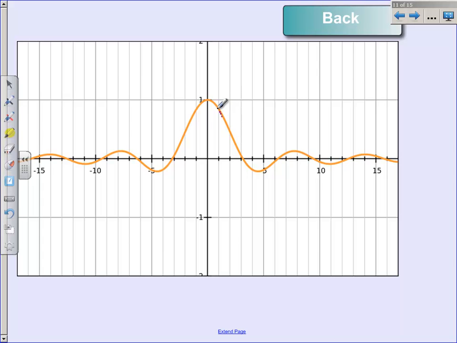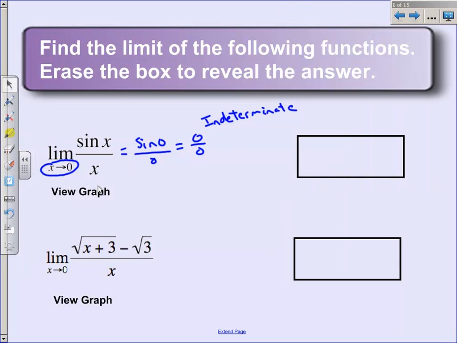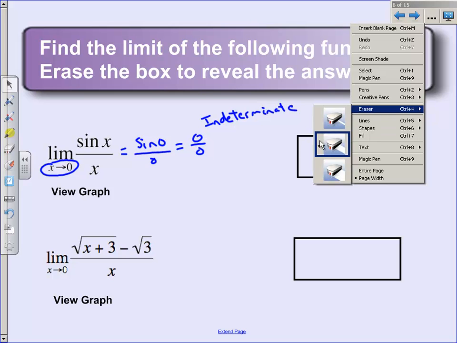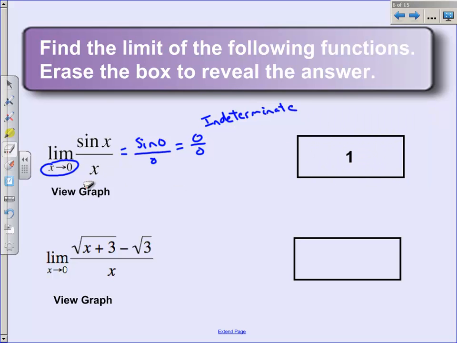From the right, the graph looks like it's approaching 1, and from the left, the graph is also approaching 1. So visually, we can see that the answer to our limit is 1, because that's the y-coordinate as we focus in on 0. That's where the graph is heading. So this answer should be 0. And let's see if we get it right. Oh, I've got to do my eraser here. I don't know if I just said the answer should be 0, but the answer is supposed to be 1 because we just saw that from the graph.